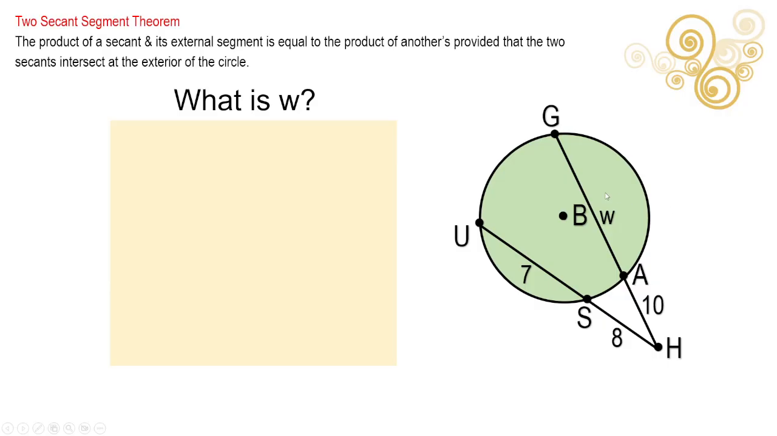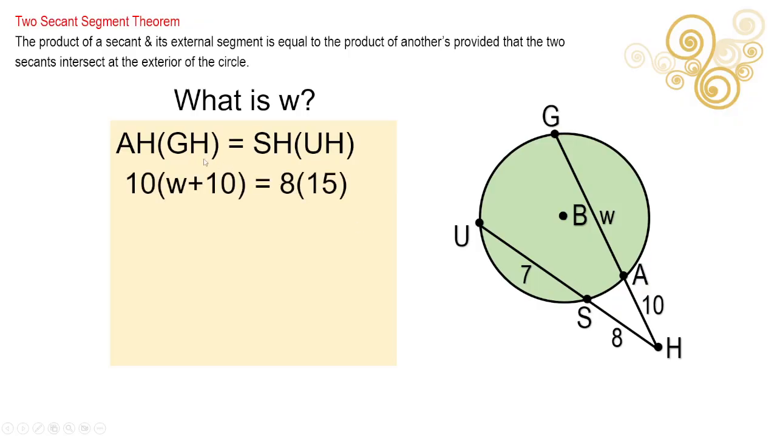We have to solve for W, class. So how do we solve for W? Are you still there? Of course, you're still there, no? So we have here W and 10, 8, and 7. So again, according to the theorem, we will just multiply the secant, in this case HG and the external AH, for the other secant, so UH right here, UH or HU, and the external SH or HS. So simple as that. The product of the external and its secant is equal.